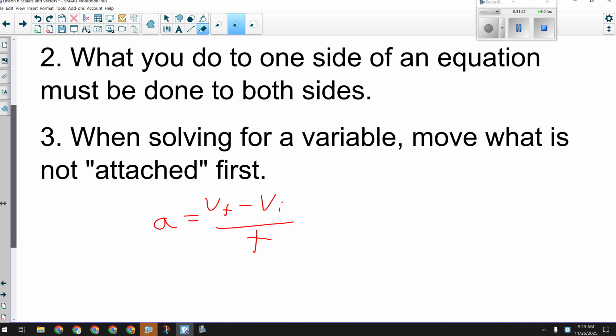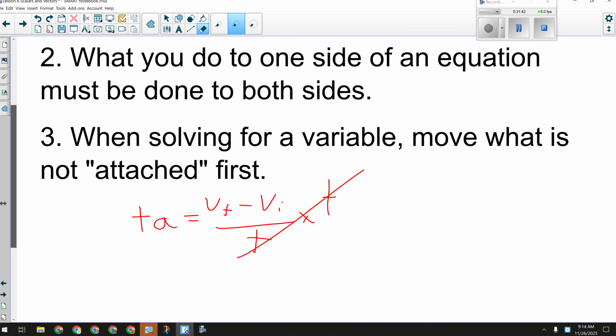Right now I'm dividing by T. What's the opposite of divide? Multiply. Okay, so now I'm going to multiply both sides by T. Okay, so that's going to cancel T from this side and bring T over to this side. So T times A equals VF minus VI.